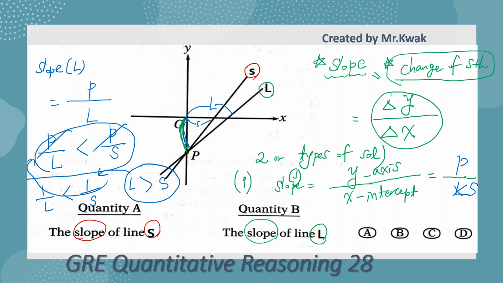In other words, slope L is smaller than slope S. That means quantity A is larger than quantity B. So A is the correct answer. B, C, D are also incorrect, because B means quantity B is larger than A. C means quantity A and B are equal. No. D represents that we cannot figure out the correct answer from the given sentences. No. So A is the correct answer.